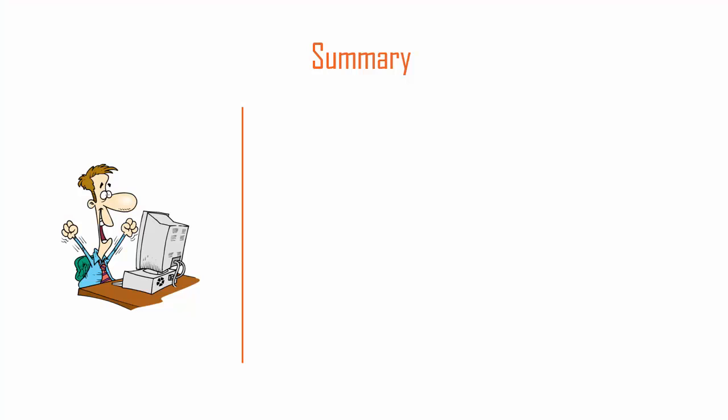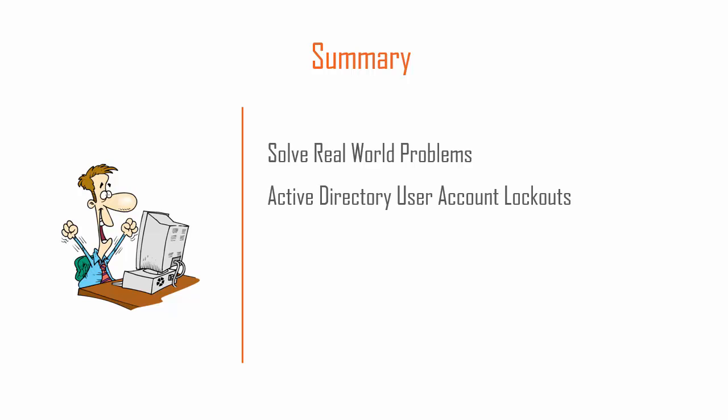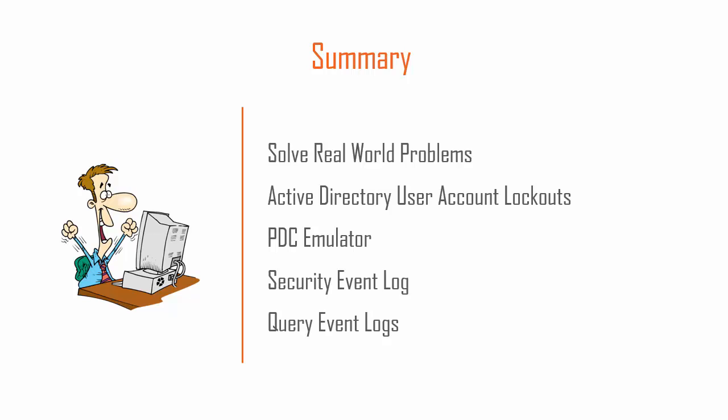I hope you've enjoyed this Pluralsight course where we've learned how to solve the real-world problem of trying to determine what device is locking out an Active Directory user account. During this course, we've learned that all lockouts are transmitted to the PDC emulator in the Active Directory domain through emergency replication, and detailed information about those lockout events is stored in the security event log of the PDC emulator. We've also learned how to query the event log for the necessary information to know what device is causing the user account lockout.